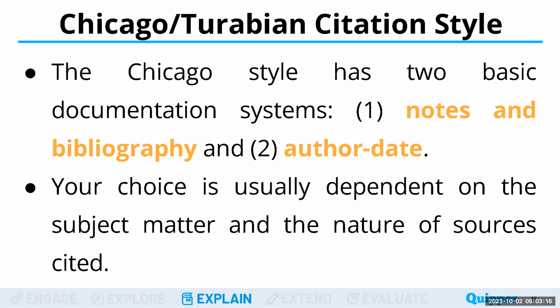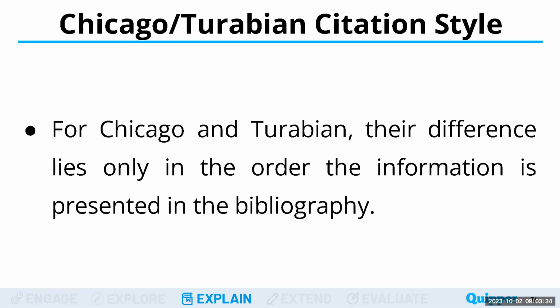type of citation style, which is the Chicago Turabian's citation style. The Chicago style has two basic documentation systems. The first one is the notes and bibliography, and the second one is the author and the date. Your choice is usually dependent on the subject matter and the nature of sources cited. For Chicago and Turabian, their difference lies only in the order the information is presented in the bibliography.